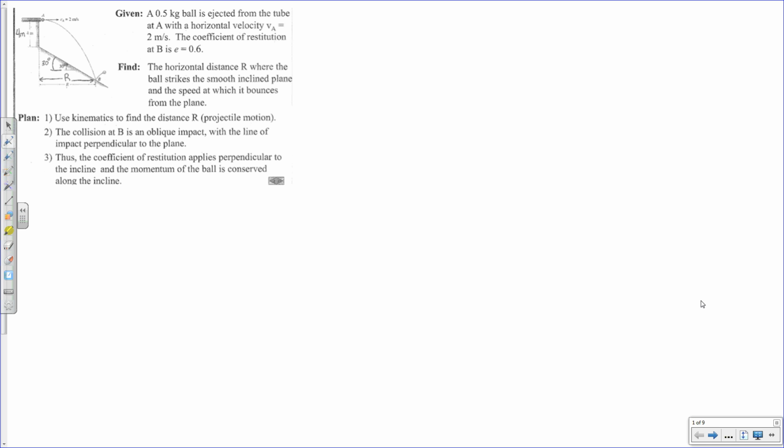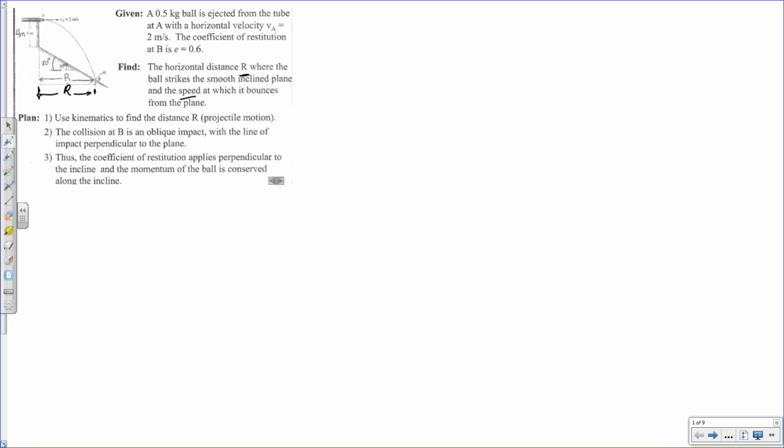The first thing we're trying to find is this distance R, which is included in our diagram right here. It's the distance from where it's shot out of the tube to where it lands at B. That's the distance R that we're talking about. Usually they use uppercase R to indicate range, which is what R stands for. So we want to find the range before it strikes the inclined plane, and we also want to determine the speed at which it bounces from the plane itself.